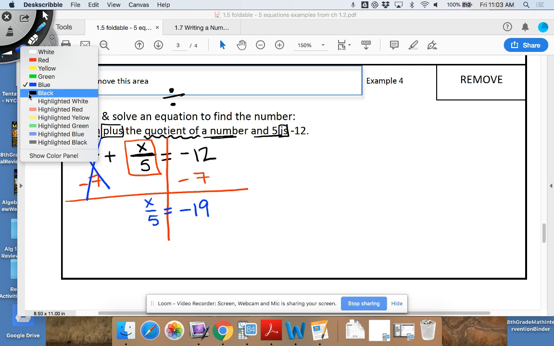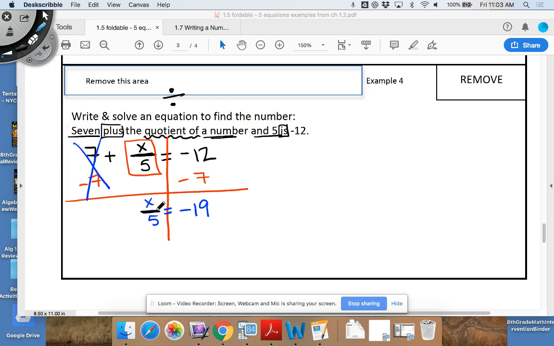Last step I have to do is this line means divide, so the opposite of that is multiply. But what I do to one side, I have to do to the other. So these 5s, because they're diagonal, they cancel. So I'm left with X equals -19 times 5, which is a huge -95. That was really scary, but it's okay. No one's injured. We're good.